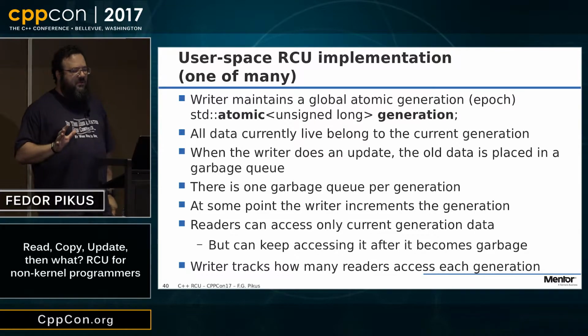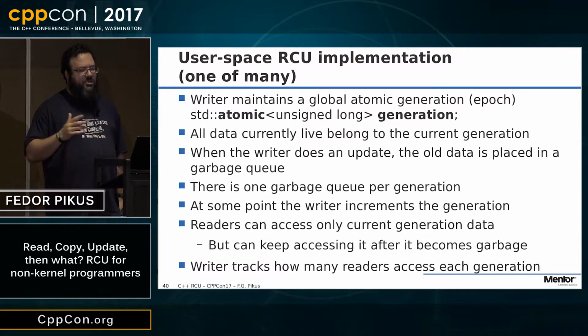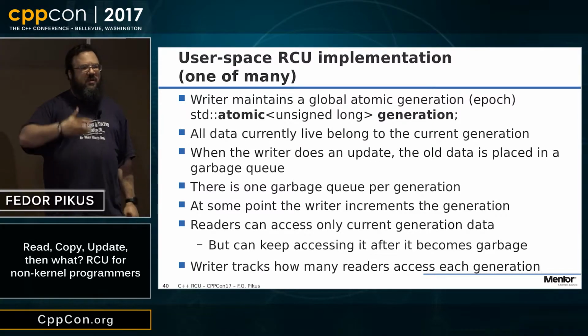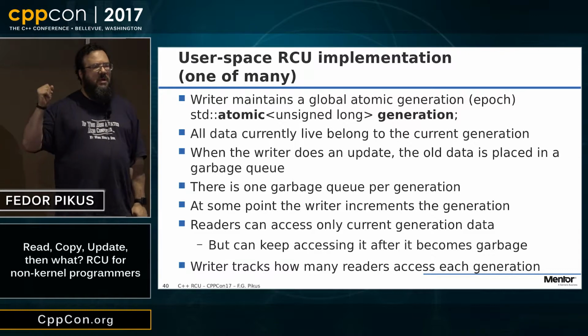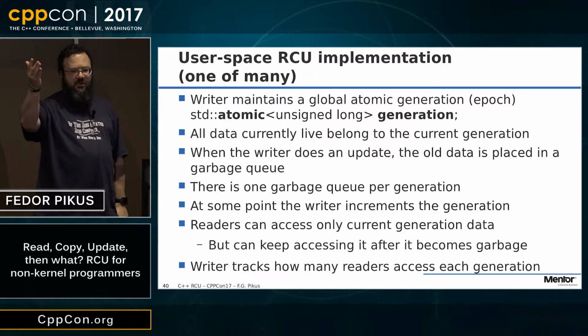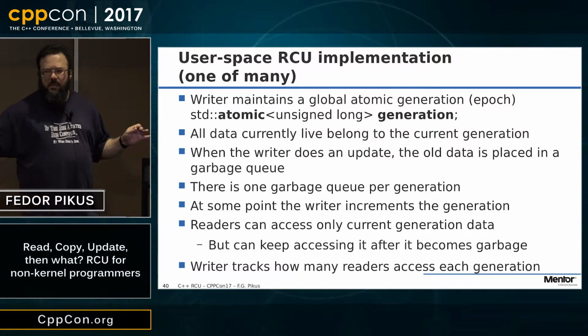There is one of these garbage queues per generation. So when do I change generation? Whenever I want to, whenever I feel like it. So I'm doing some number of updates, and then at some point I go, okay, you know what? I'm revving up the generation. All the new updates that come after that will have the next generation, which means they'll go on the next garbage queue. So generation 0 has its garbage queue, generation 1 has its garbage queue, and so on.